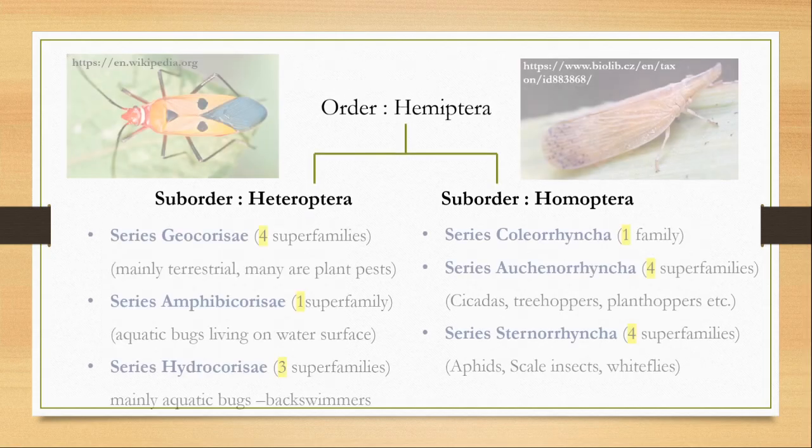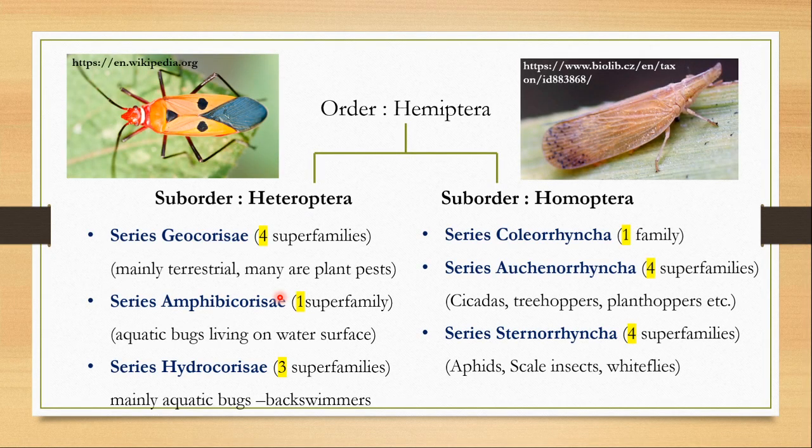Let's go into the further classification. Suborder Heteroptera can be further divided into three series. First series is Geocorisae. It has four superfamilies and many families under it. It includes mainly the terrestrial insects, and most of these insects are plant pests because they suck on plant sap.